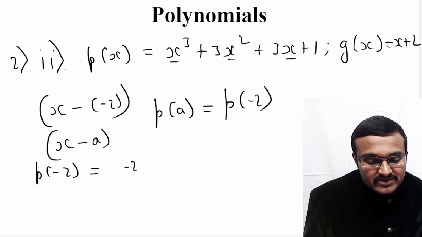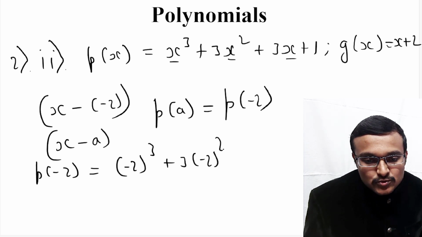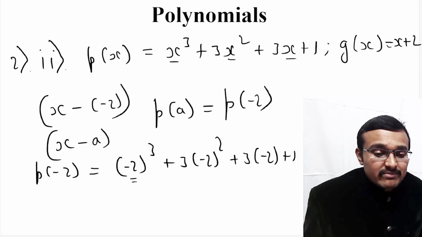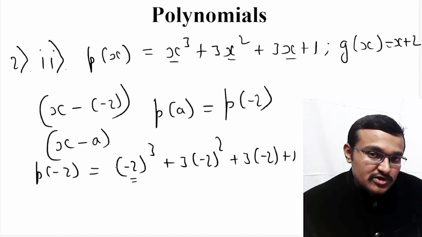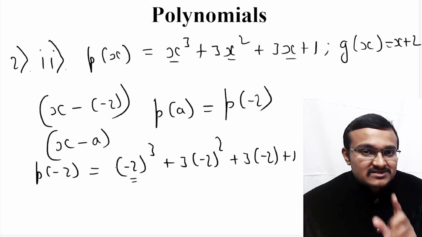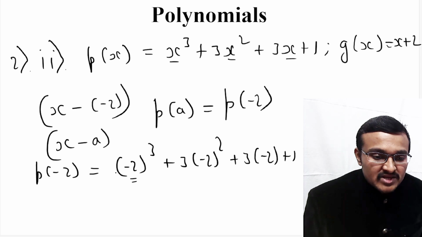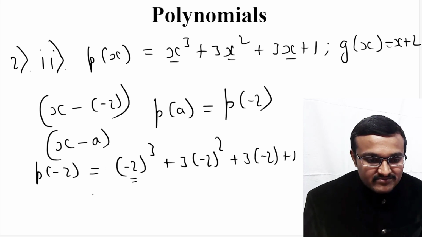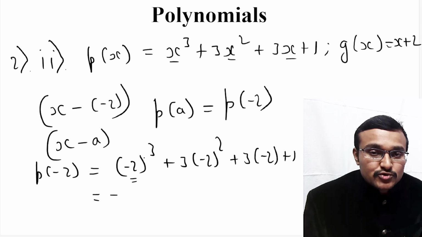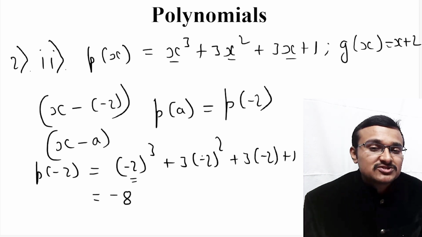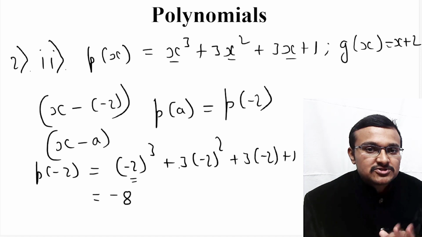So p of minus 2 is minus 2 whole cube plus 3 into minus 2 whole square plus 3 into minus 2 plus 1. So here minus 2, 3 times you have to multiply: minus 2 into minus 2 into minus 2. That means minus into minus into minus will be minus itself, because minus into minus is plus, plus into minus is minus. So the first term is minus itself, 2 cube is 8, so minus 8.